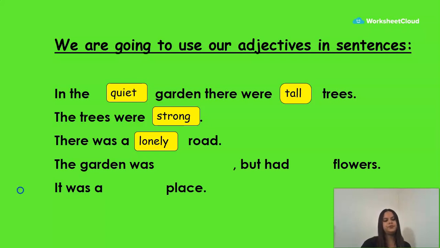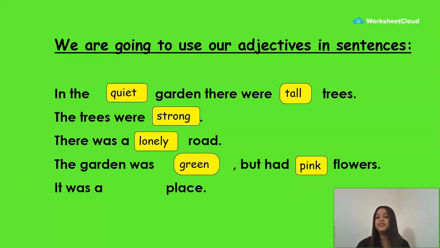The garden was green, but had pink flowers. So even though there was a green garden, they had some other different colors as well. They were pink flowers. So that kind of broke the greenery in the picture. And it was a beautiful place. It wasn't just any place. It wasn't just a plain place. It was a beautiful place. So let's read our sentences now again so that we can see how our adjectives gave some life to these sentences.